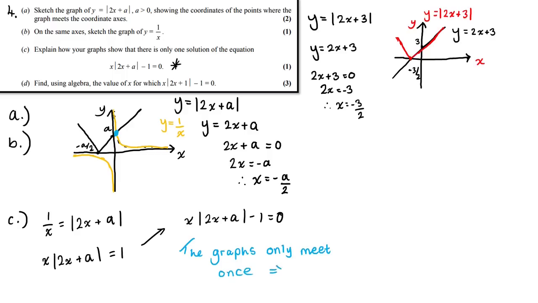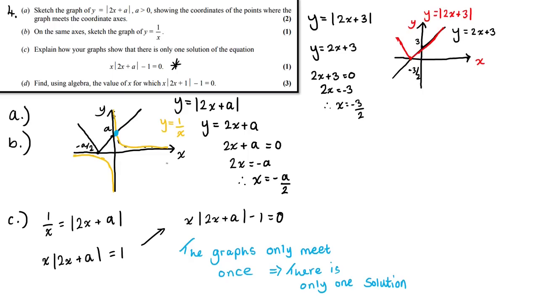So therefore, that tells us there's only one solution. There is only one solution. Okay, and that's all we need to put there for part C, just showing that we can rearrange this to be equal to this here, and because these curves only meet once, there's only one solution. So that's part C done.